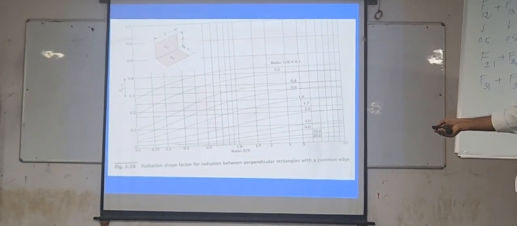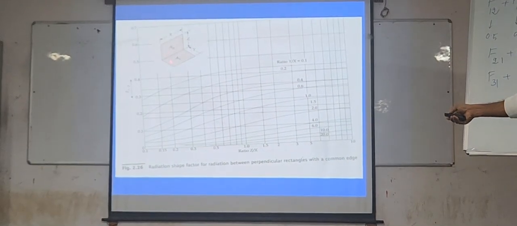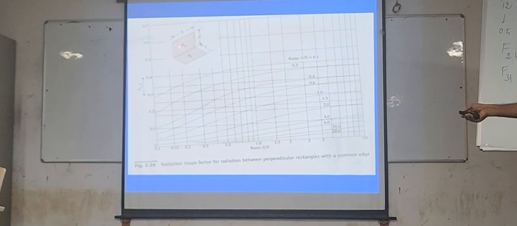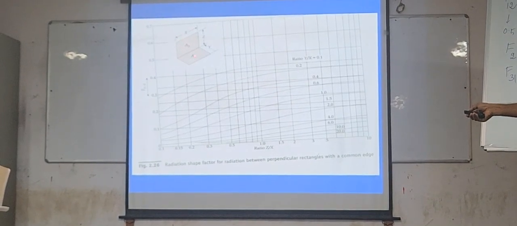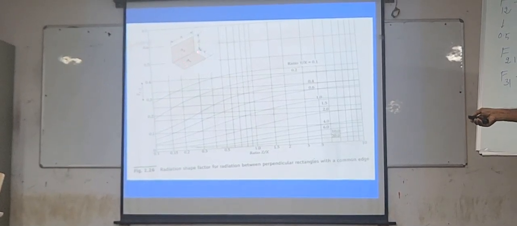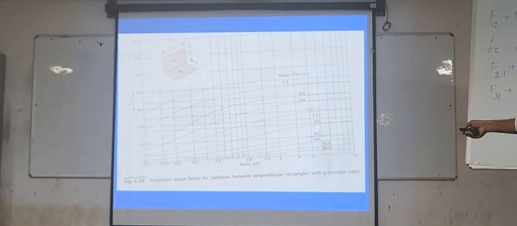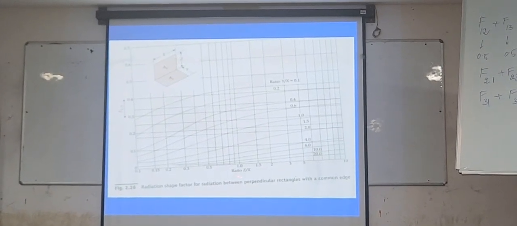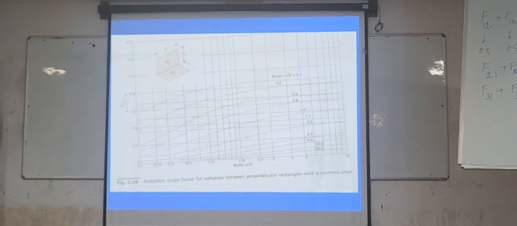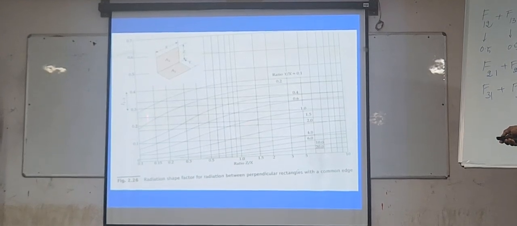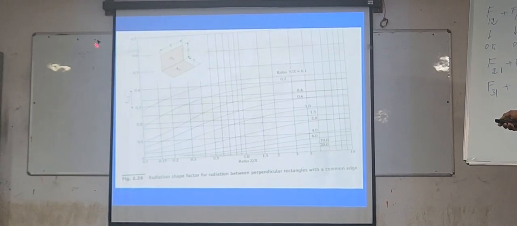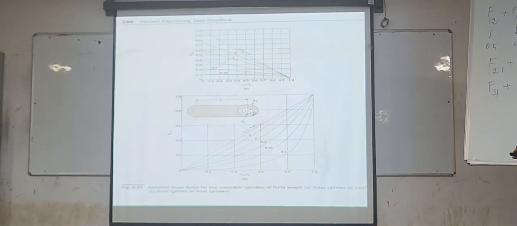Now this is another shape where these are perpendicular rectangles, surface 1 and surface 2. The energy that is leaving surface 2, some part of it will fall on this and the remaining will escape. So how do you find it? All the dimensions are taken, X, Y, Z, which will reflect the sizes of these plates. Depending on the ratio of Z by X and the ratio of Y by X, you can find a point and then project it onto the y-axis, which is the shape factor between the two given surfaces.